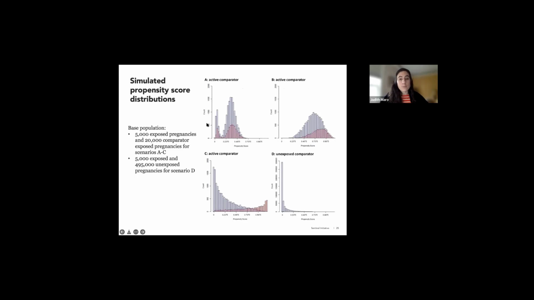And so we simulated a propensity score distribution with very good overlap with an active comparator here in population A. In the base population, we had a certain number of simulated exposed pregnancies and then comparator pregnancies. And we extended that to be quite large in the unexposed pregnancies, because this is what we see in reality. There are many, many more people who are pregnant and unexposed to a particular drug of interest than exposed. So this is our good overlap scenario. This is our mediocre overlap scenario. And this is our poor overlap scenario. And then, of course, this is our unexposed comparator.